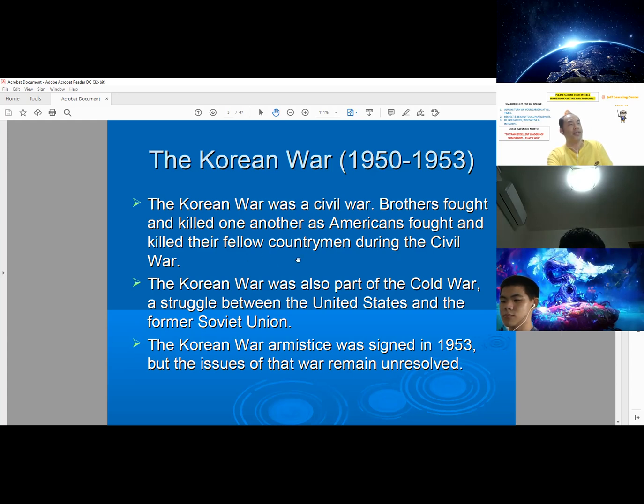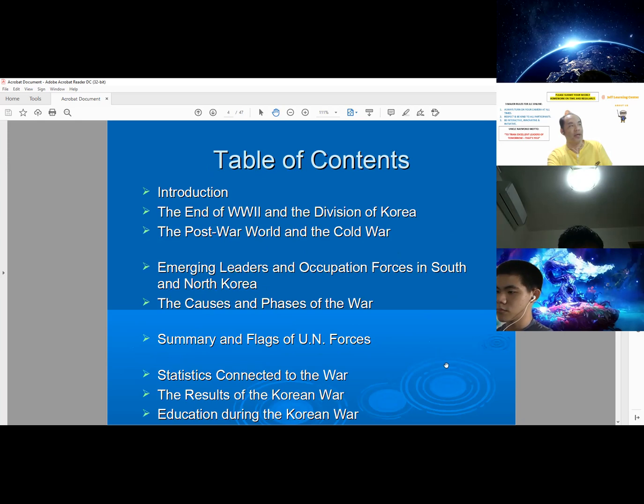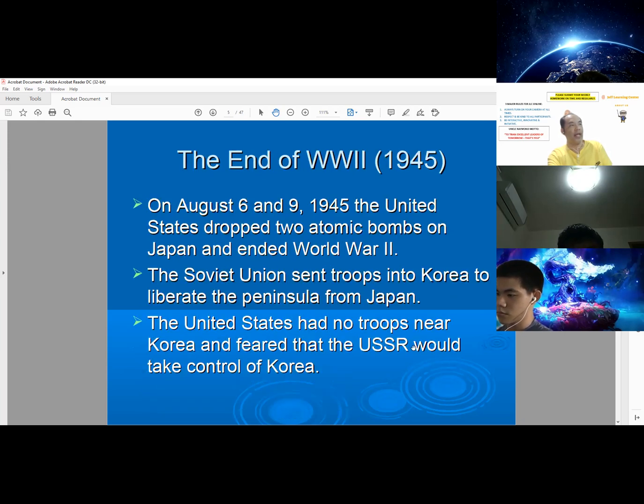Okay, so look at this. The Korean War was also part of the Cold War, a struggle between the United States and the former Soviet Union. So you must put USSR there. The Korean armistice was signed in 1950. That means stop. And after this armistice, they have this 38th parallel. Okay, so just go quickly. The end of World War II. This 6 and 9 must take note. It's the 1st of September 1945, the end of the 6th year of World War II.